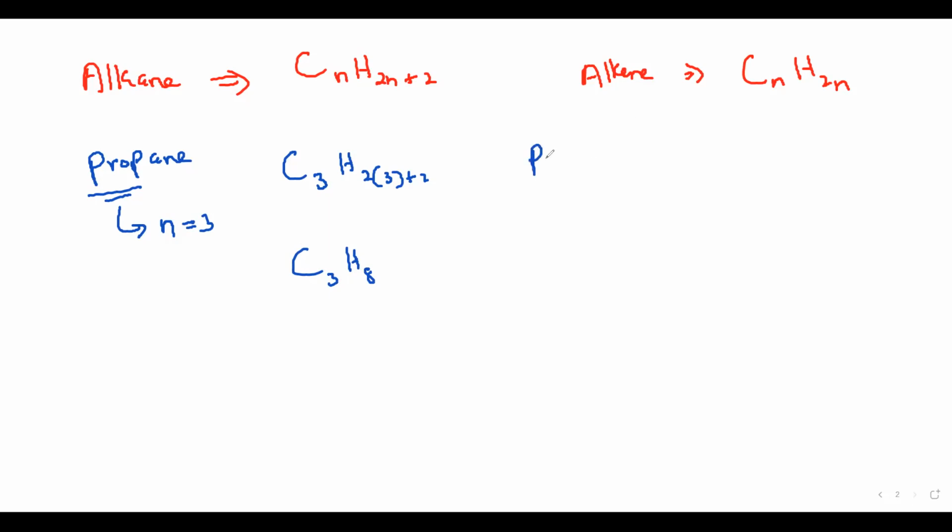But if I want to write a formula for propene, prop again means 3 carbons, but because it's an alkene, the general formula is CnH2n. The number of hydrogens is twice the number of carbons. So C3 and H, 2 multiplied by 3, 6. So C3H6 is the molecular formula of this compound. If a compound is an alkene, the number of hydrogens will be twice the number of carbons. But if a compound is an alkane, the number of hydrogens will be twice plus 2.